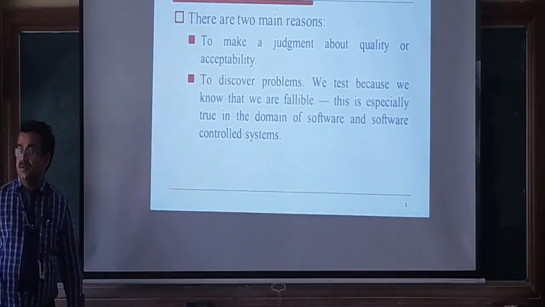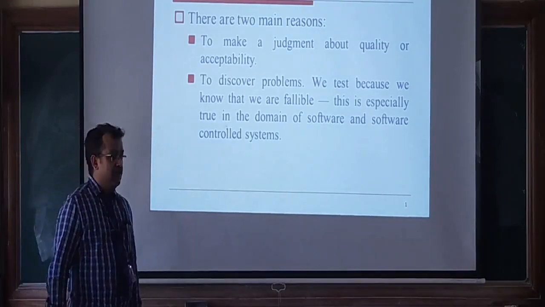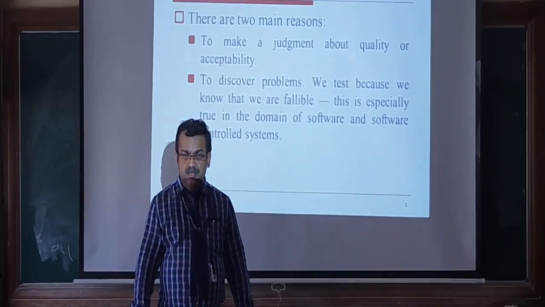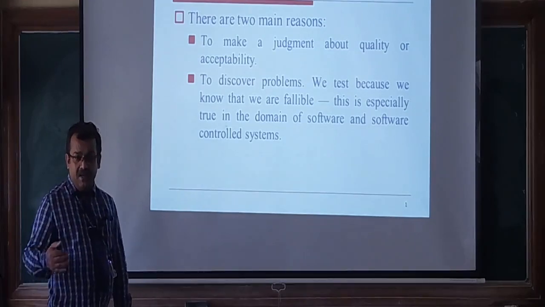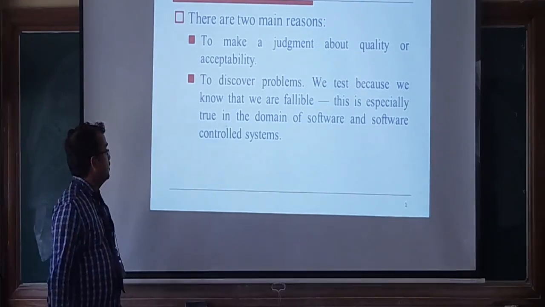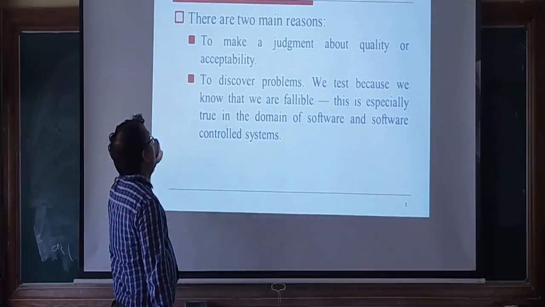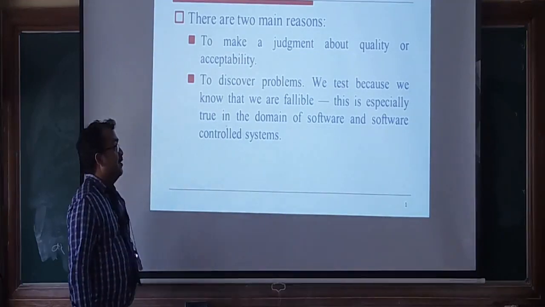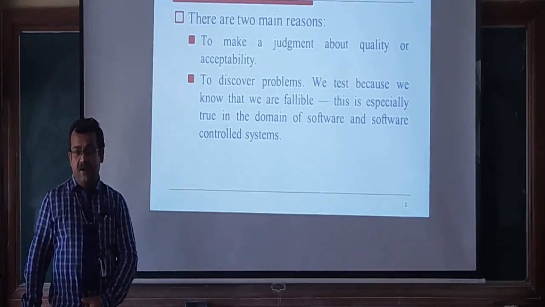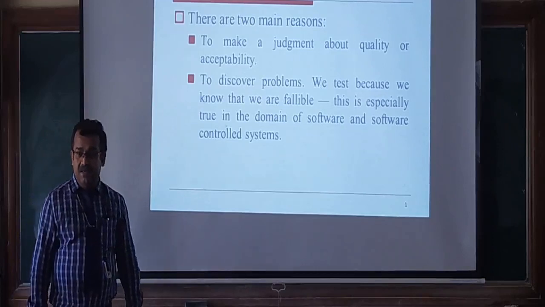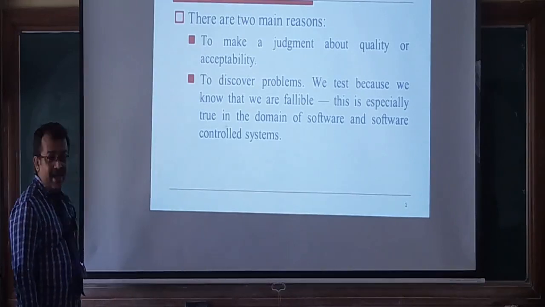So to find out those bugs so that the system becomes acceptable to the users, we test the system. We develop test cases to test the systems. We have two main reasons for which we test systems: to make a judgment about the quality of the software. Quality comes when the software is error-free, right? And also acceptability. It should be usable by the users. It should be liked by the users.